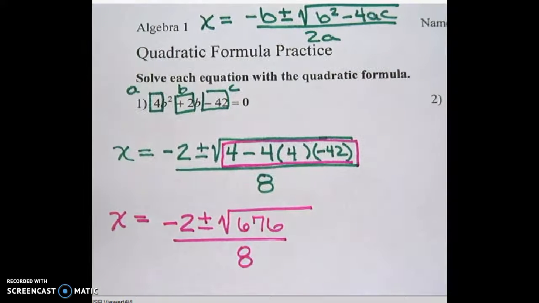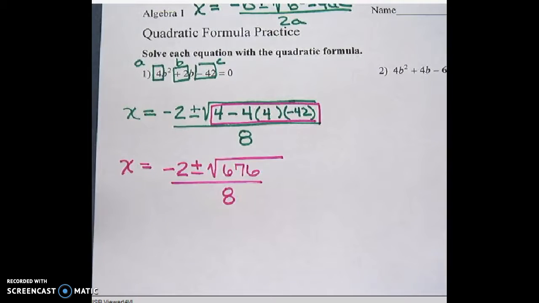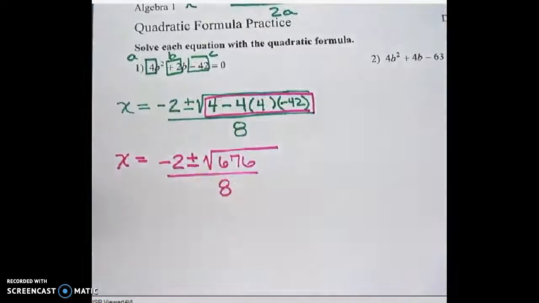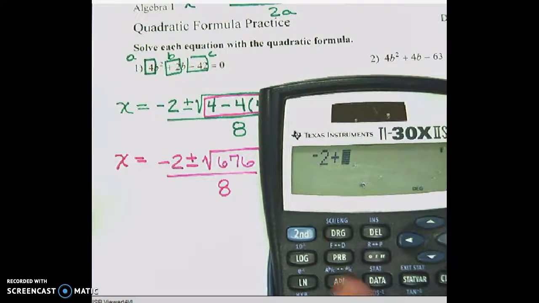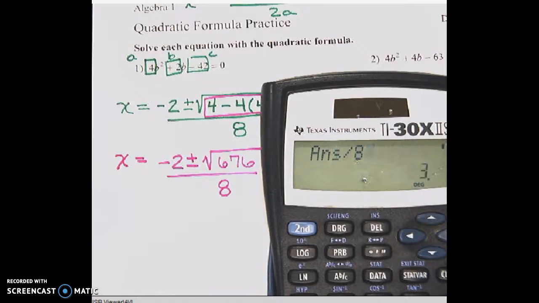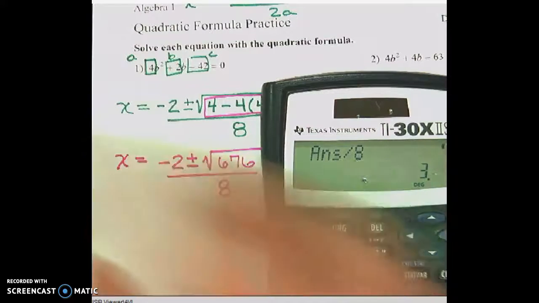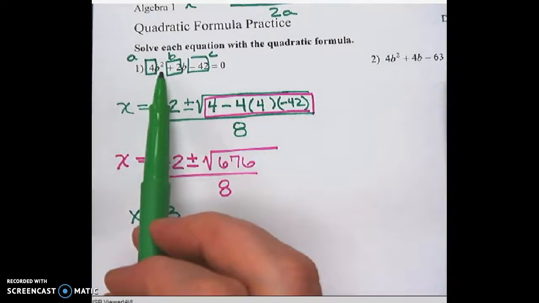At this point we're ready just to type in our last step, which is to get our final 2 answers. And so I'm going to grab my calculator and type in the top, negative 2 plus the square root of 676. If you want to close the square root, you can. Now I don't want to hit divide by 8 yet because it would only divide the 676 by 8. So I'm going to hit enter, so I just do the top, and now I'm going to divide it by 8 and get an answer of 3. So I'm going to get x equals 3 as one of my answers, so I'll write that down. But because it's a quadratic, I expect 2 answers.